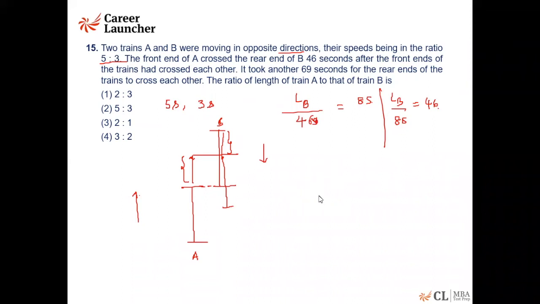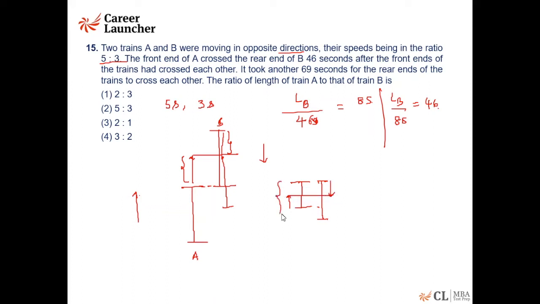Similarly, after t is equal to 46 seconds, this was the situation. This is train A and this is train B. After 69 seconds more, this would have gone to this position and this must have come to this position.